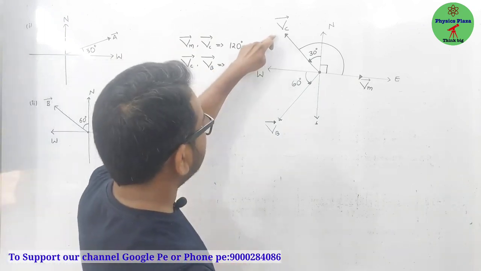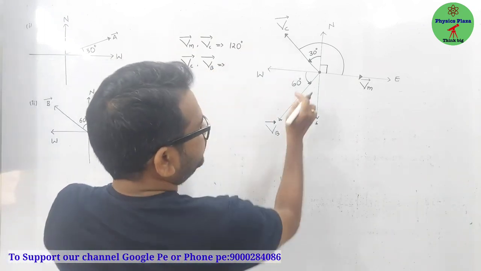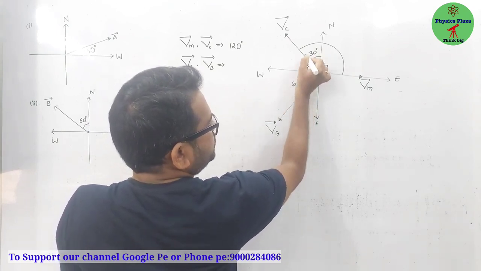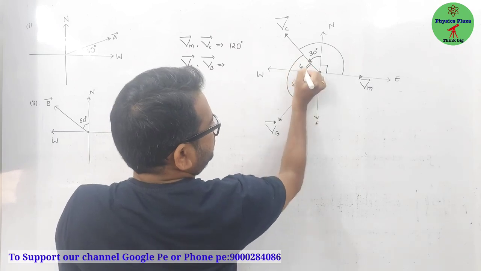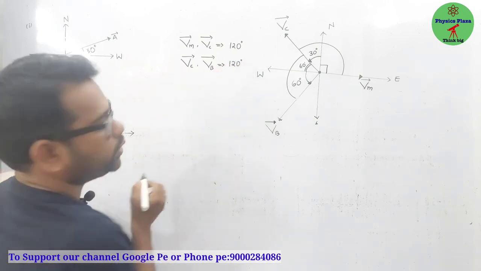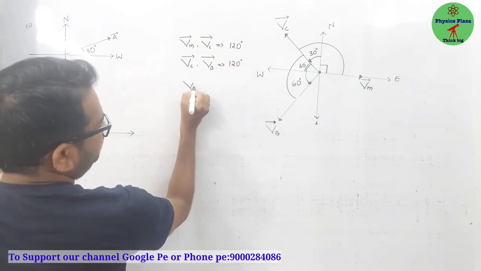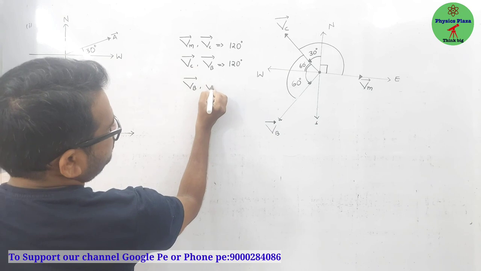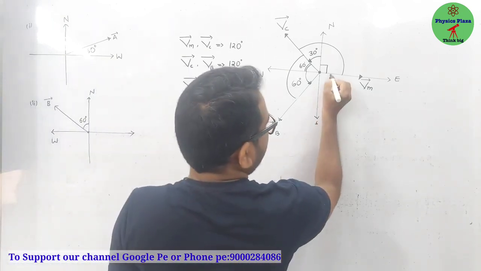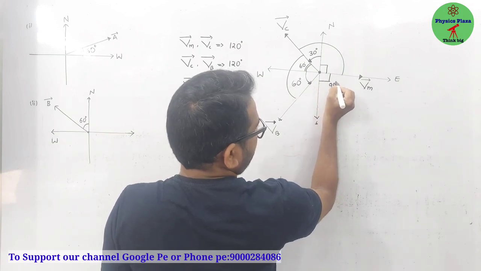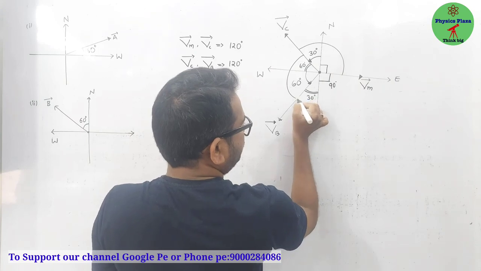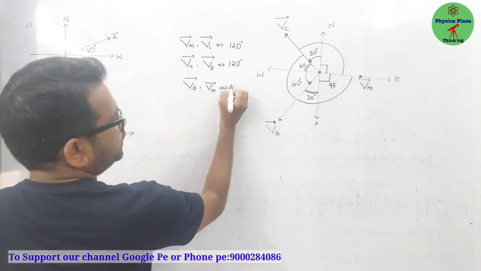So this is 60, this is 30. So this will be how much, children? This is 60 again. So 60 plus 60, yes, it is 120. Okay. Next, the angle between the velocity of the bus and the velocity of the man. This is 90. Okay, so 60 is gone. This is 30. They are asking for this angle, right? So 30 plus 90, 120.